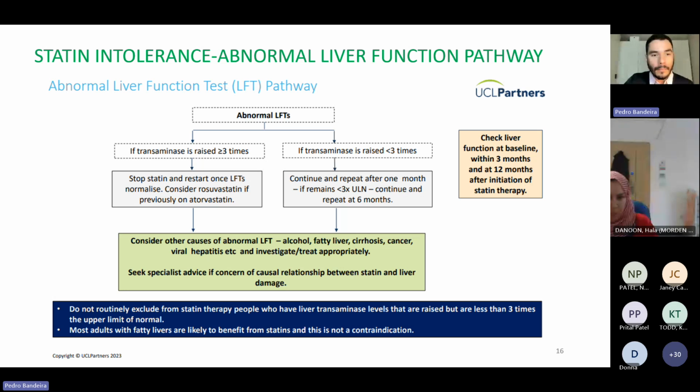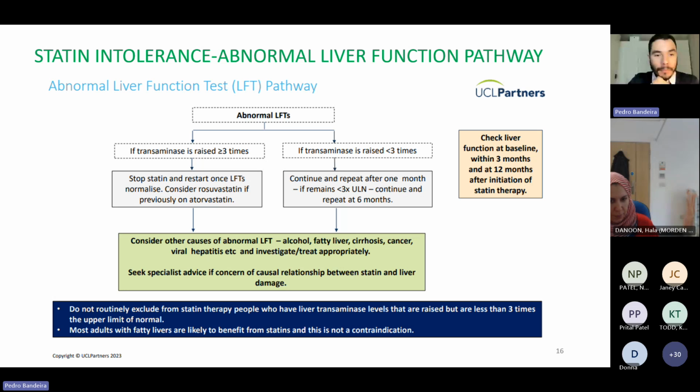And consider also other causes of abnormal liver function, and the most common causes we see in practice are alcohol, fatty liver, hepatitis, or recent infections as well. Sometimes infections or antibiotic use can also increase your LFTs. Normally, that will also increase the GGT if it's alcohol or infection or antibiotic related.